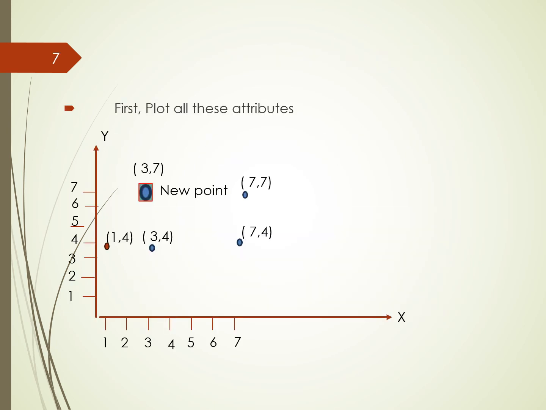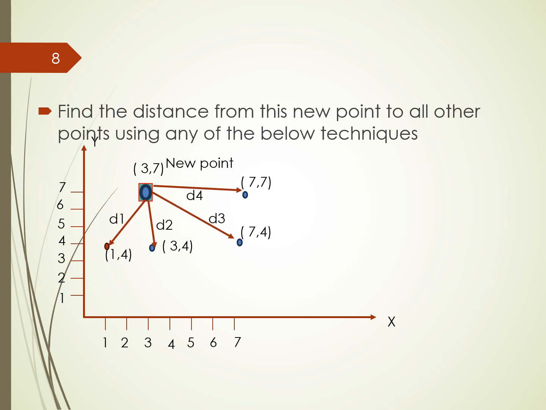First plot all its attributes in the xy space. Plot all its coordinate points. Now find the distance from this new point to all other points using any one of the techniques. That is, we have to find the distance from the new point 3, 7 to all the existing points. D1 is the distance between 1, 4 and 3, 7. D2 is the distance between 3, 4 and 3, 7. D3 is the distance between 7, 4 and 3, 7. And D4 is the distance between 7, 7 and 3, 7.